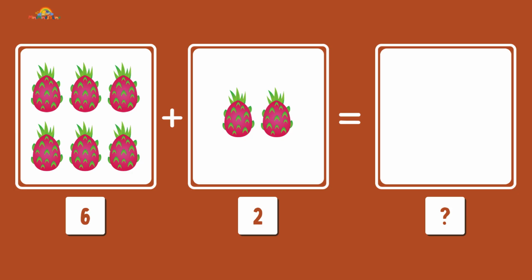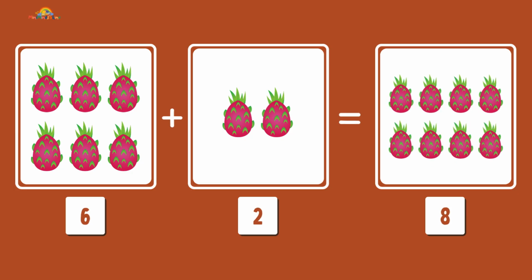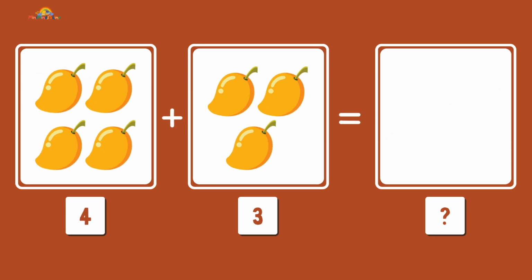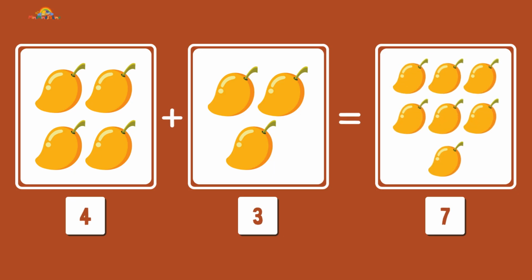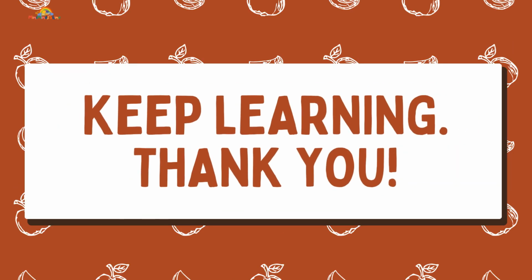We have 6 dragon fruits and 2 dragon fruits. Let's count them together. 1, 2, 3, 4, 5, 6, 7, 8. We have 4 mangoes and 3 mangoes. Let's count them together. 1, 2, 3, 4, 5, 6, 7. So, 4 plus 3 equals 7.